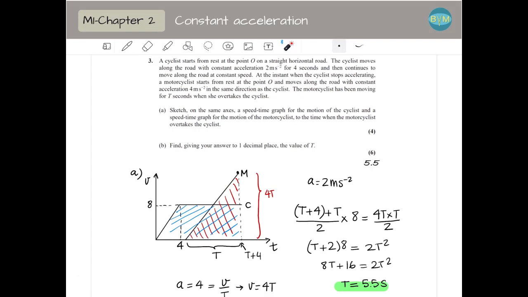Every time you have a velocity time graph and they ask you to sketch, it's very likely that you have to use that concept, that the area is the distance, right? And that's this question.